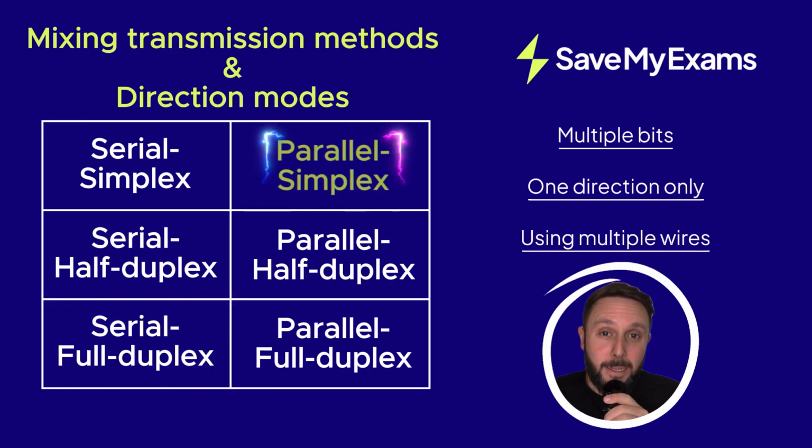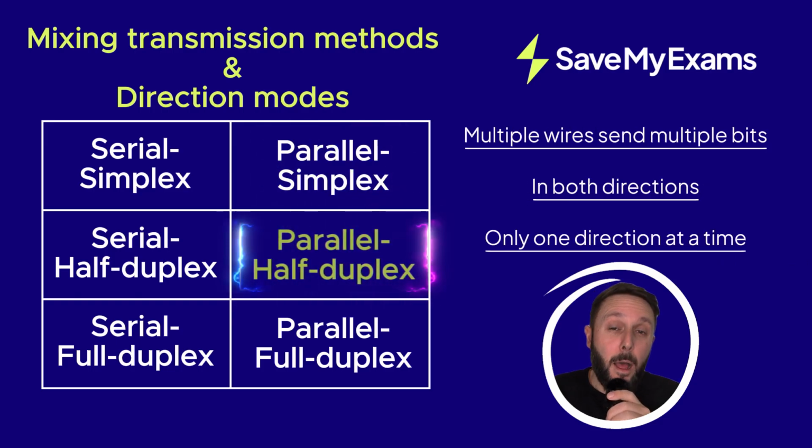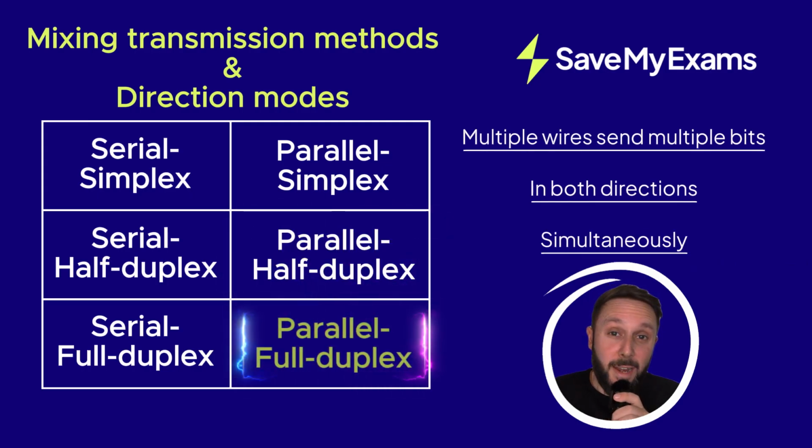Parallel simplex sends multiple bits, but still only in one direction. Parallel half duplex can send multiple bits both ways, but not at the same time. And finally, parallel full duplex can send multiple bits at the same time in both directions simultaneously.